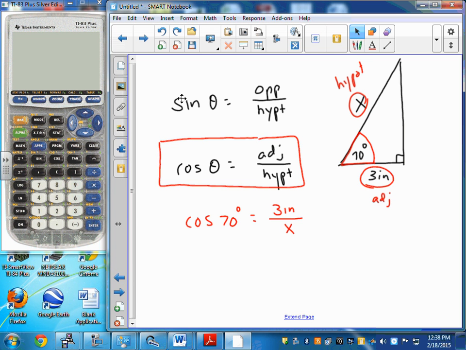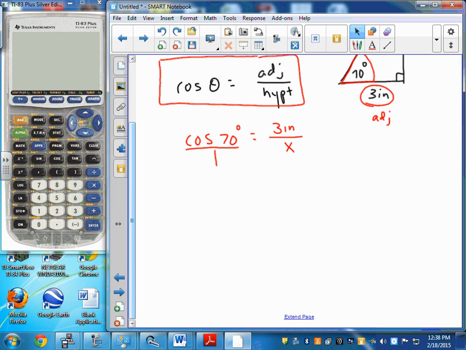What I like to do is to consider this as the cosine of 70 over 1, and then take this proportion and just flip both ratios upside down. So call this the upside downable theorem. Take the ratio on the left, turn it upside down. Take the ratio on the right, turn it upside down. And then generally, this equation is much easier to solve.